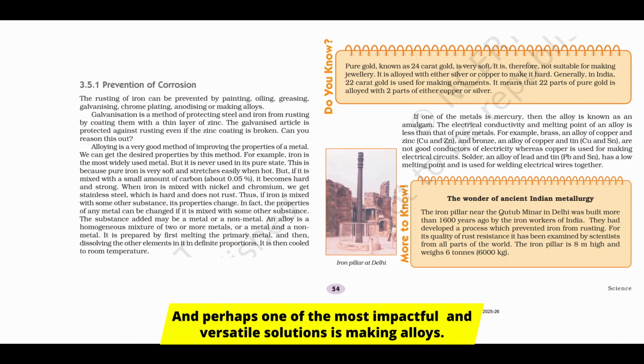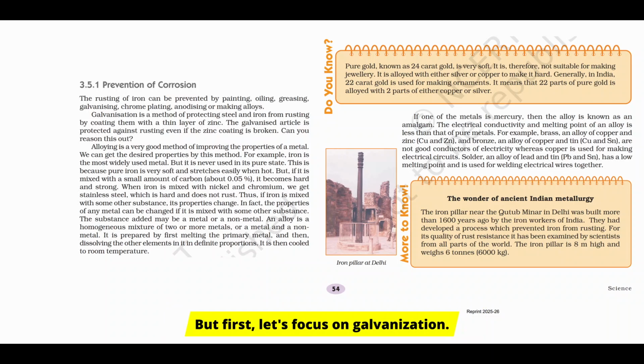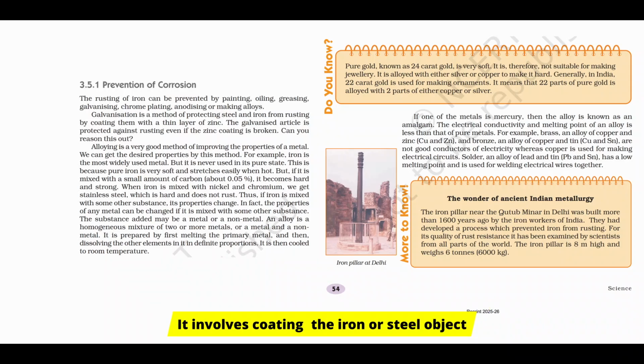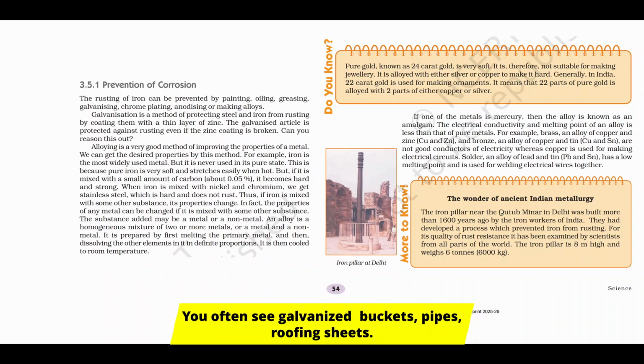And perhaps one of the most impactful and versatile solutions is making alloys. We'll come back to that. But first, let's focus on galvanization. This is a very widely used and important method specifically for protecting steel and iron from rusting. It involves coating the iron or steel object with a thin layer of zinc metal. You often see galvanized buckets, pipes, roofing sheets.